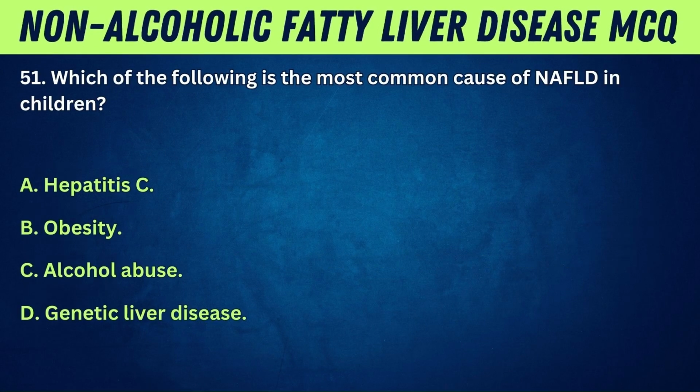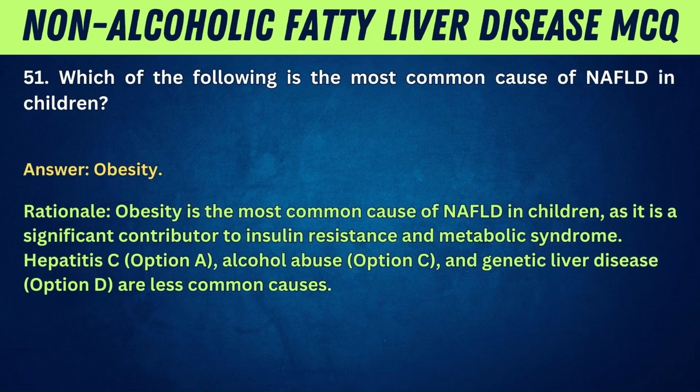51. Which of the following is the most common cause of NAFLD in children? A. Hepatitis C. B. Obesity. C. Alcohol abuse. D. Genetic liver disease. Answer: obesity. Rationale: obesity is the most common cause of NAFLD in children, as it is a significant contributor to insulin resistance and metabolic syndrome. Hepatitis C, option A, alcohol abuse, option C, and genetic liver disease, option D, are less common causes.